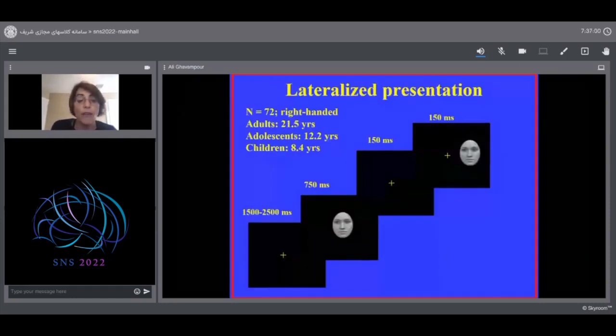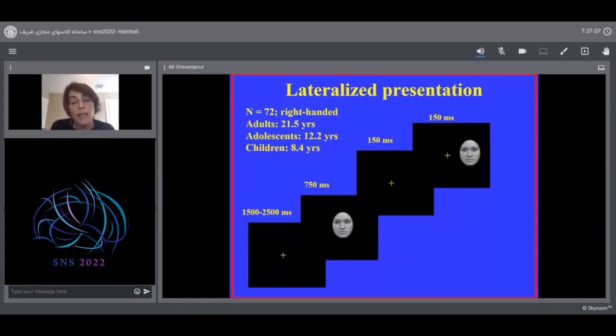So I'm going to show you some empirical data. This is behavioral findings from adults, adolescents, and children. In this experiment, they look at a fixation screen. A face comes up for 750 milliseconds, which is long enough for the children to encode it. Brief fixation, no eye movements, and then a target comes up either in the right visual field or left visual field, and they have to make a same different judgment. Next, please.